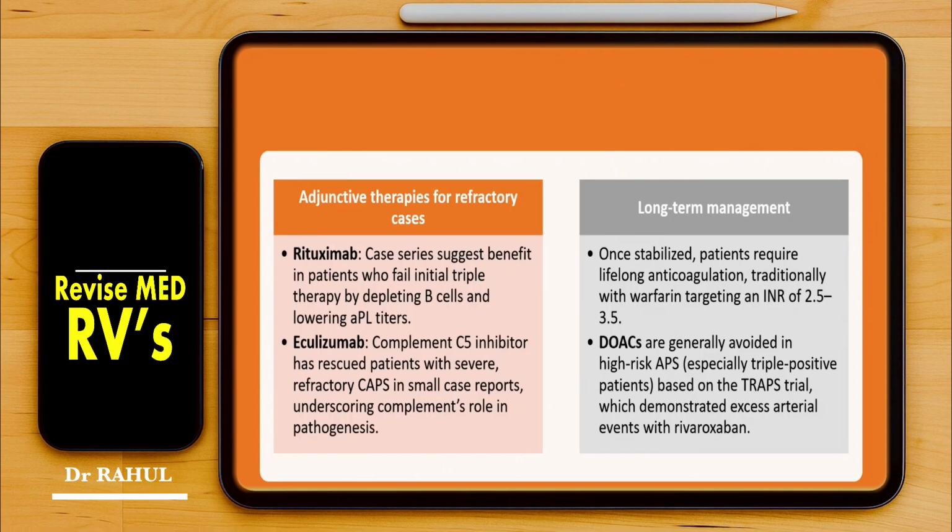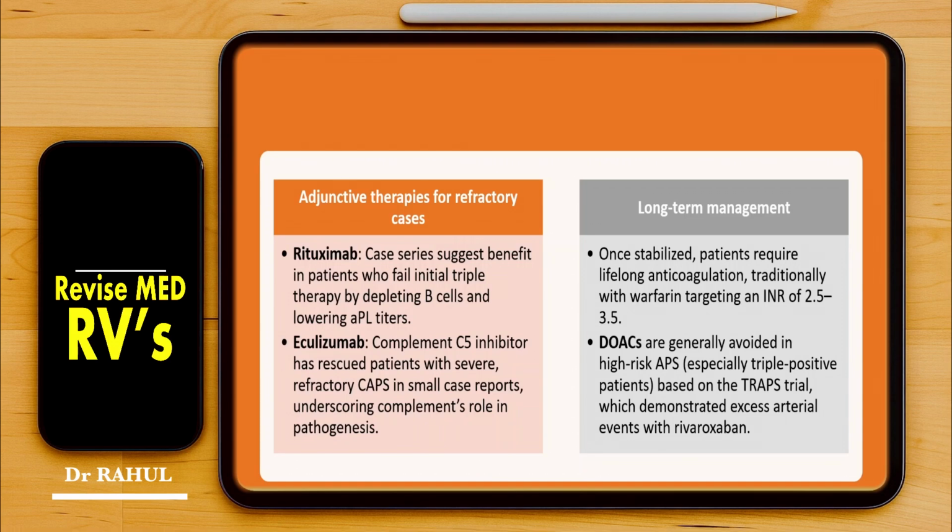So if the patient is refractory to the triple therapy, you can use rituximab, and it acts by depleting the B cells. It targets the CD20 that we all know. And you can also use eculizumab, that is a complement 5 inhibitor, in patients who are having refractory CAPS.